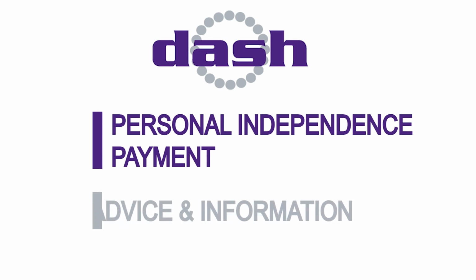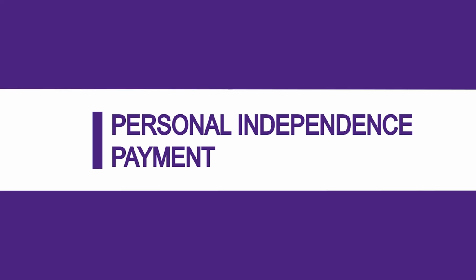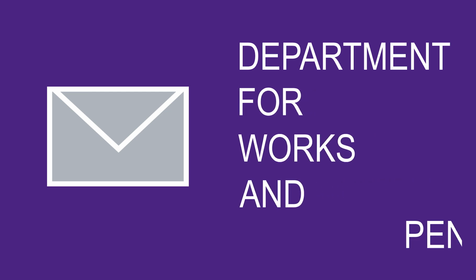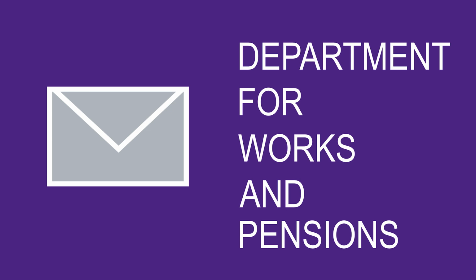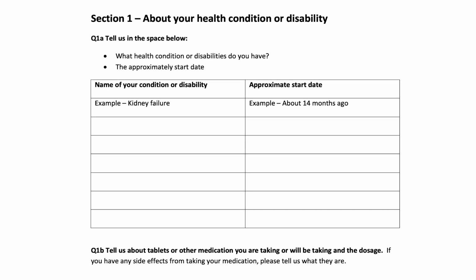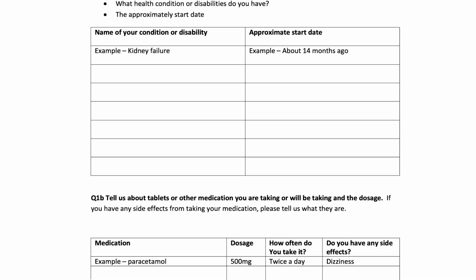The PIP2 form is a paper form that is sent to you from the DWP. To claim personal independence payment, you will need to contact the Department for Work and Pensions to make a new personal independence payment claim. After contacting them, you will receive a personal independence payment form.